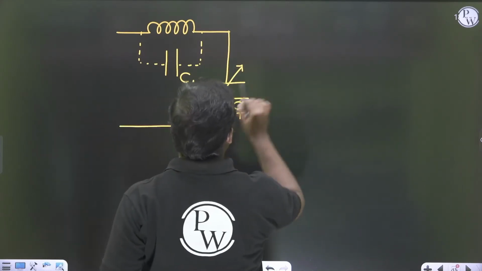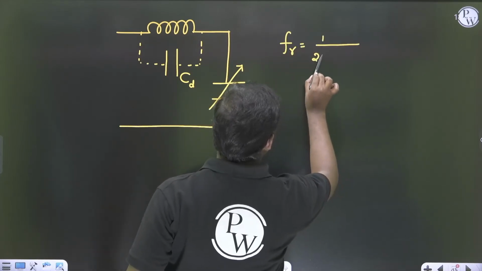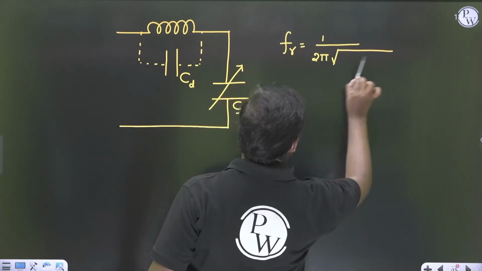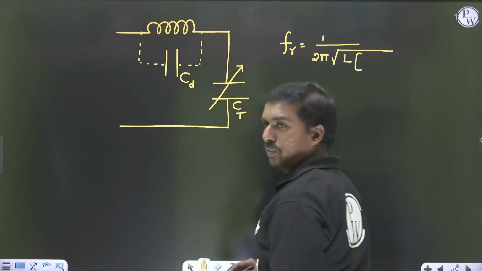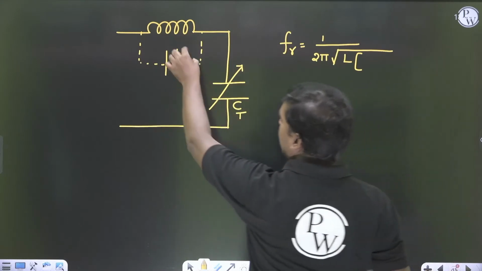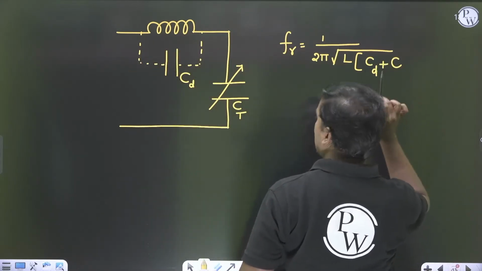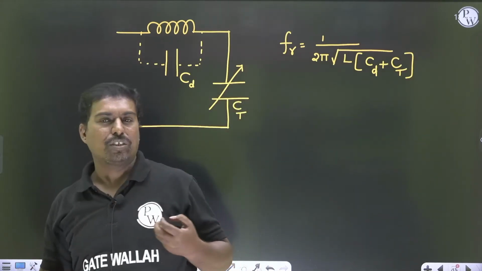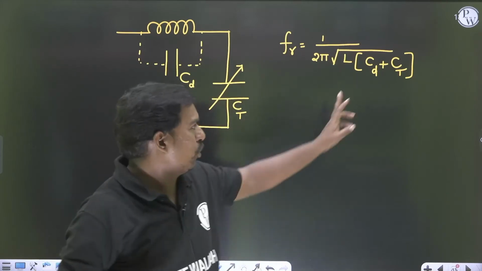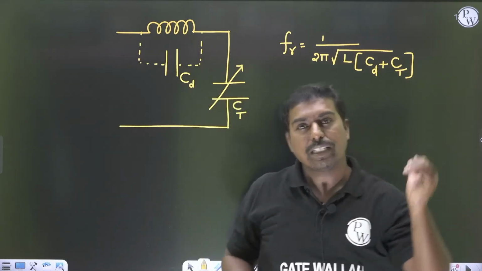Actually, the resonant frequency formula FR is equal to 1 by 2 pi root of L. Not only this one, these two are going to be in parallel to each other, so it becomes distributed capacitance plus the tuning capacitance. So how to find this? The tuning capacitance is changing, the CD is not changing. So how to get that CD value?